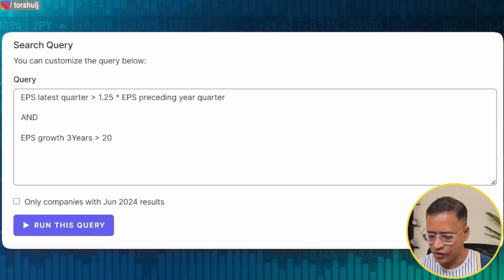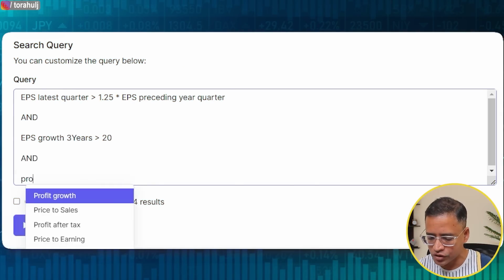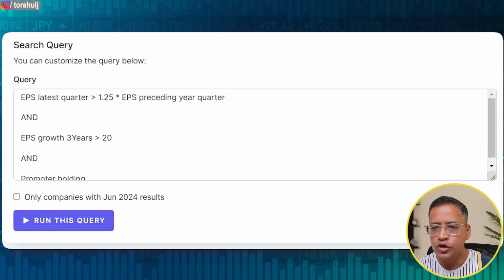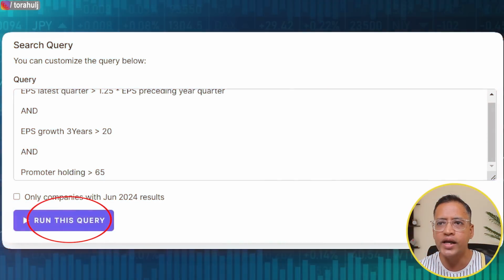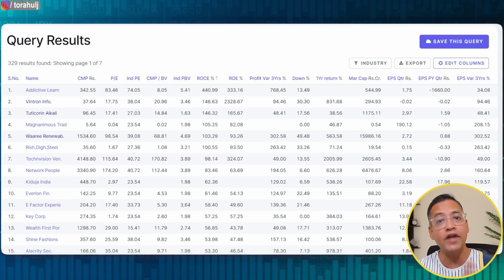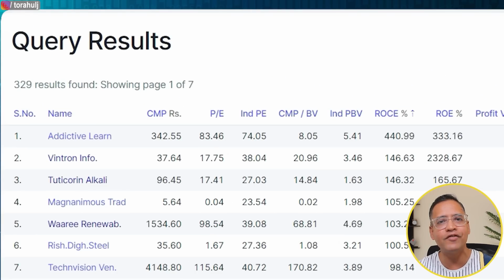We are going to simply say promoter holding should be, let us say, greater than 65%, making sure that if the promoter holding is more than 65%, then there is a good chance that the supply of the stock is limited, and if the demand is very high, then the stock prices are going to go up. So I'm going to run this query and see how many stocks we get. Out of 900 odd stocks, now we are only left with 329 stocks that have promoter holding more than 65%.